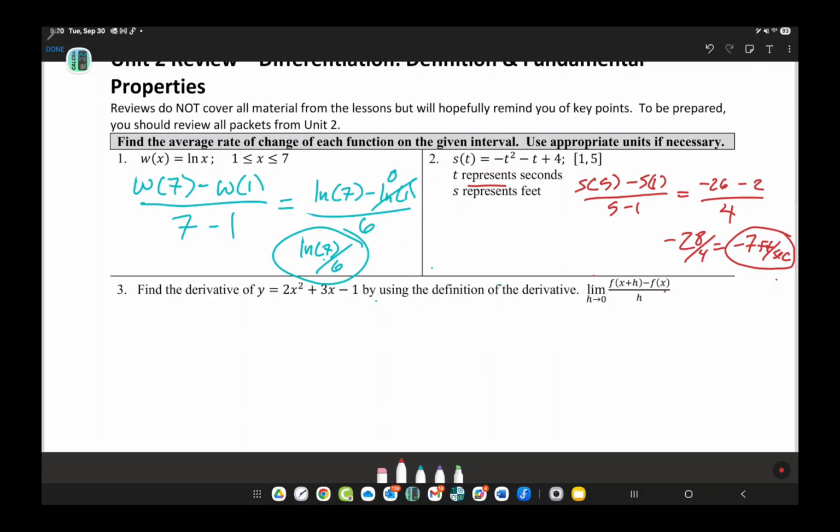5 squared is 25, so that makes this negative 25. Minus 5 plus 4 gives you negative 30 plus 4, which is negative 26. Yep.